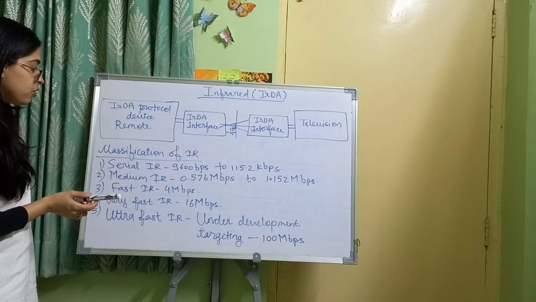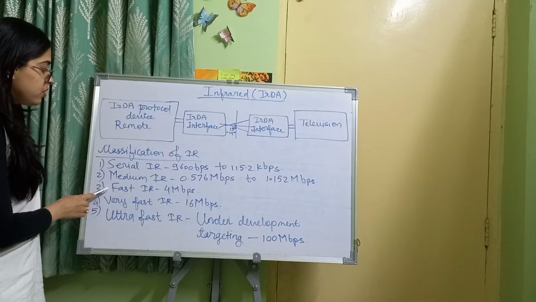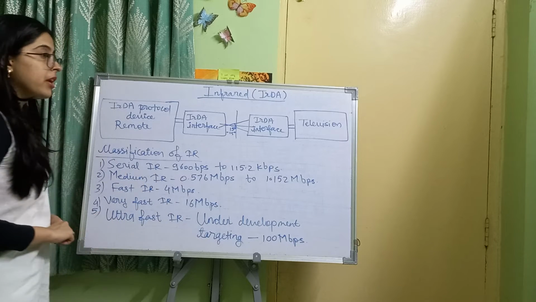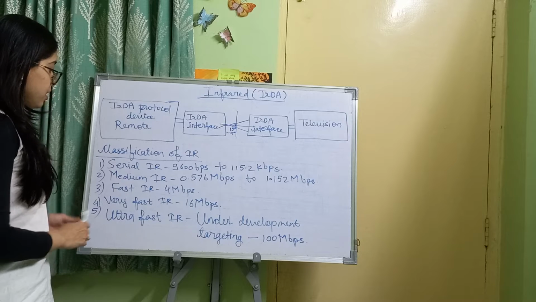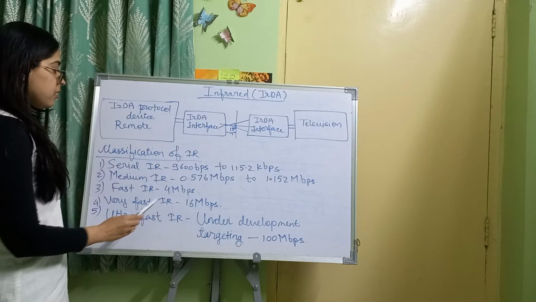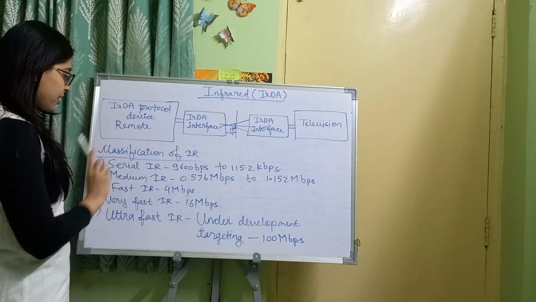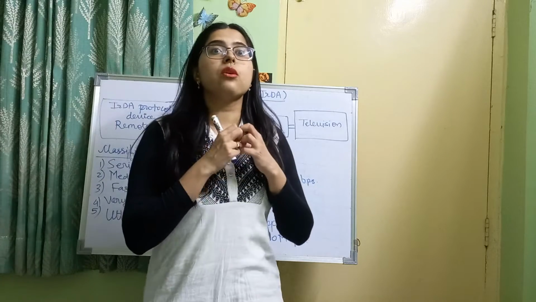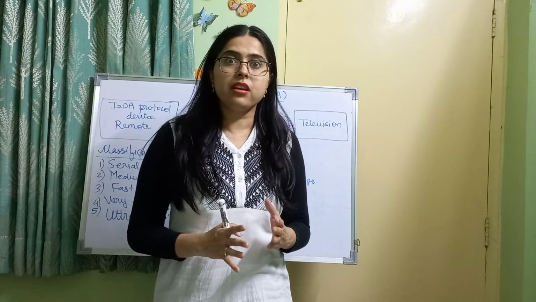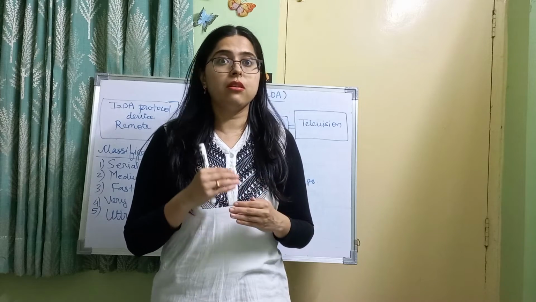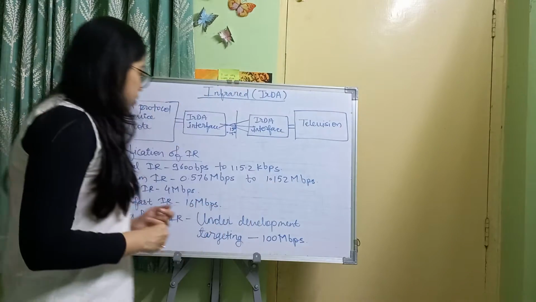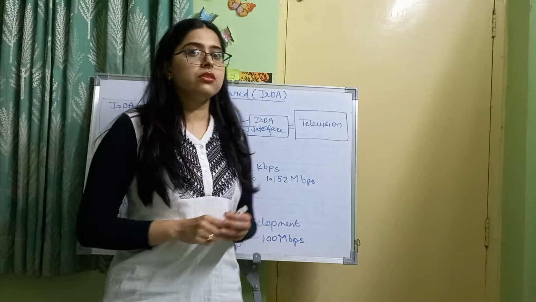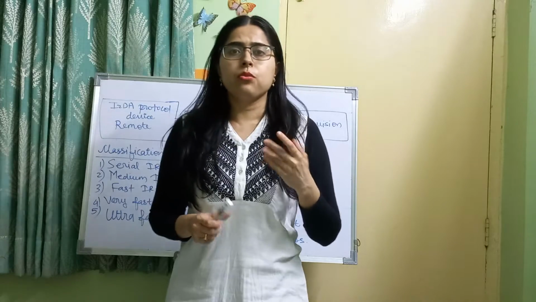Now, the third classification of infrared communication is fast infrared. As its name suggests, the speed is increased now. 4 mbps, megabits per second, is the rate of data transfer. Fourth is the very fast infrared transmission, 16 mbps, and last is the ultra fast IR. Ultra fast infrared is one of the fastest modes of infrared communication, and research is going on in that part. So it is under development, and the ultra fast IR is targeting 100 mbps. So this was the classification.